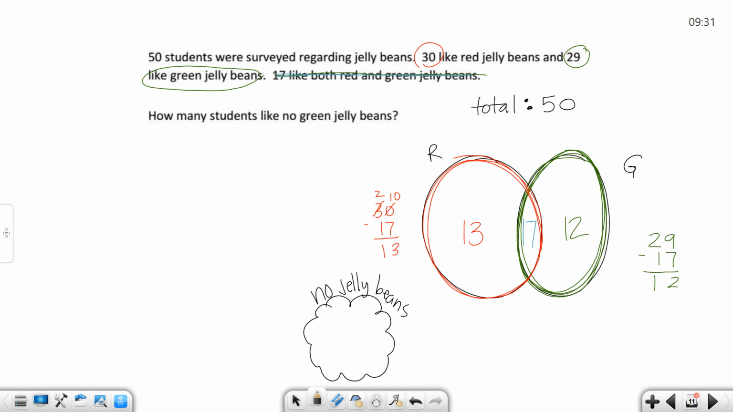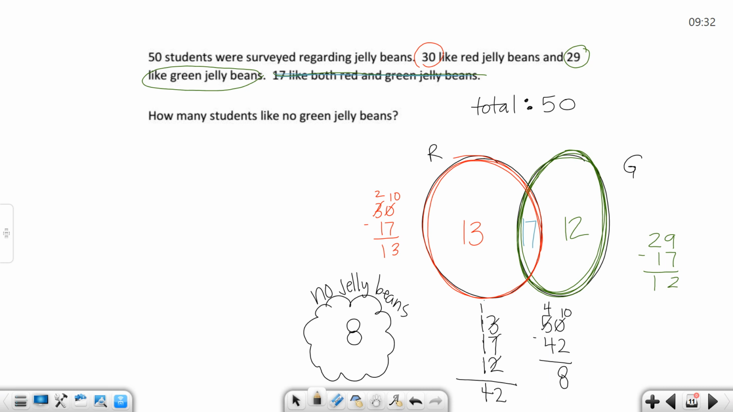Well, I have 13 and 17 and 12 in my circles. If I add those up, that's 10, 11, 12, carry 1, 2, 3, 4. 42 students are accounted for in the circles. But I have 50. So that means I'm going to have 8 that don't like jelly beans. Okay, I'm one of those 8. I don't like jelly beans.